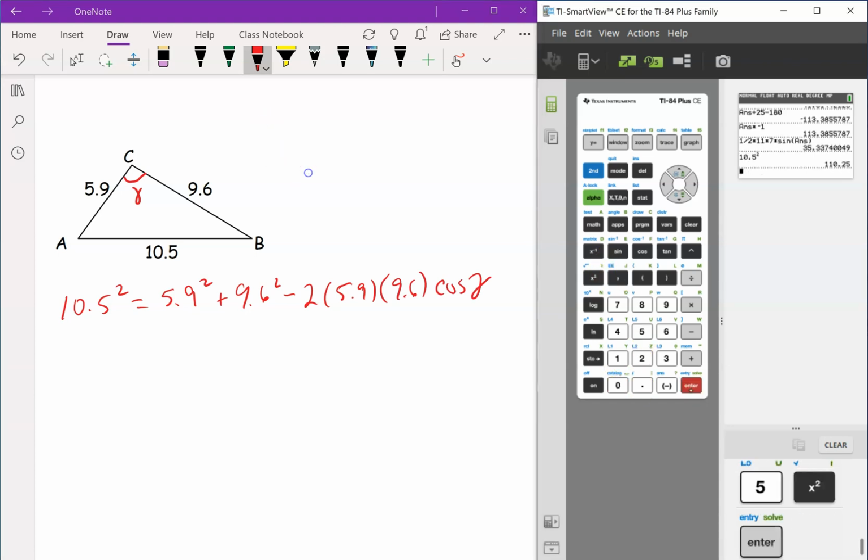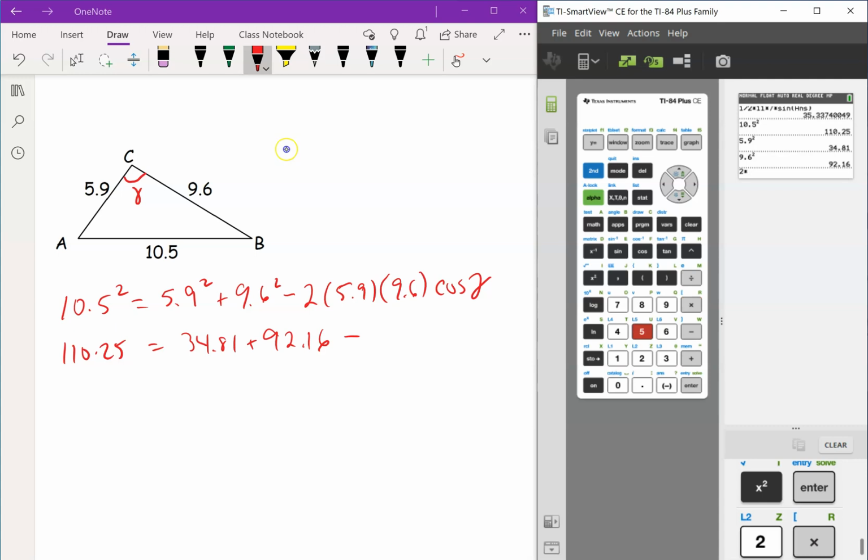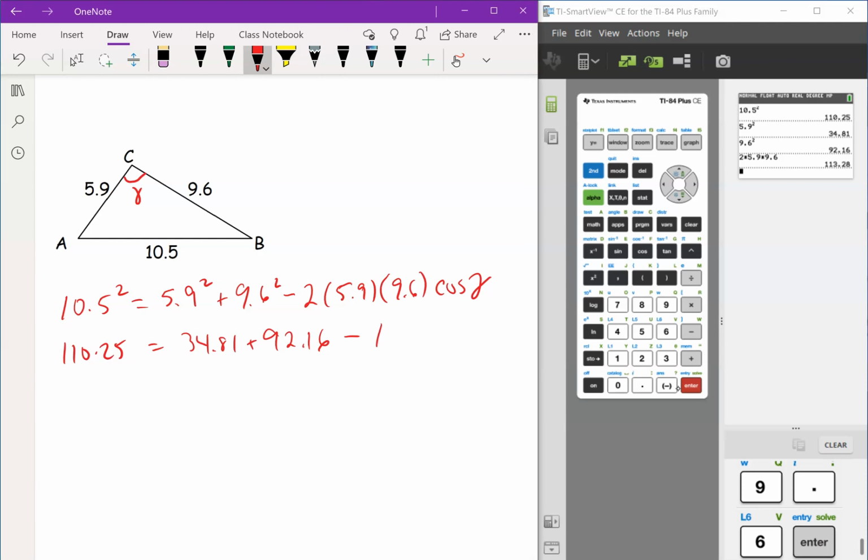10.5 squared is 110.25. 5.9 squared is 34.81. 9.6 squared is 92.16. And then if I do 2 times 5.9 times 9.6, we get 113.28. That still times the cosine of gamma.